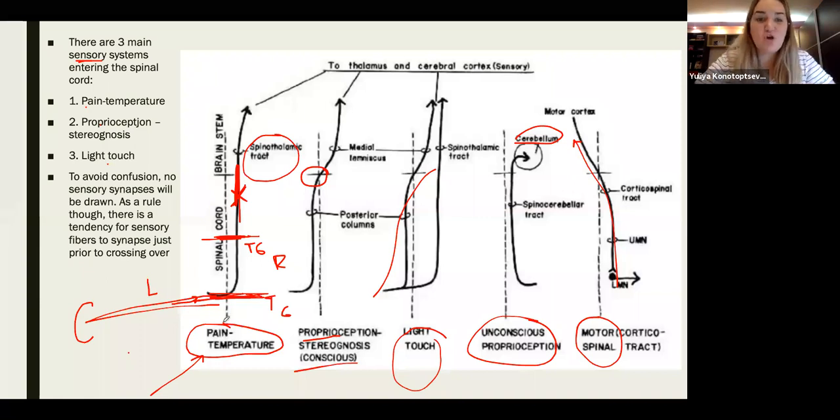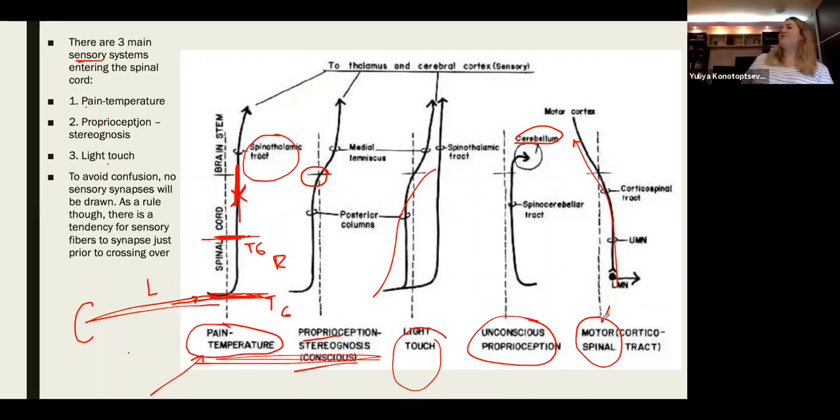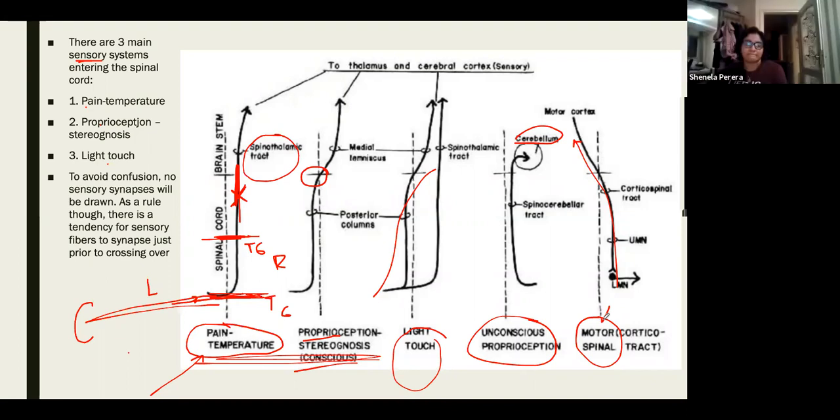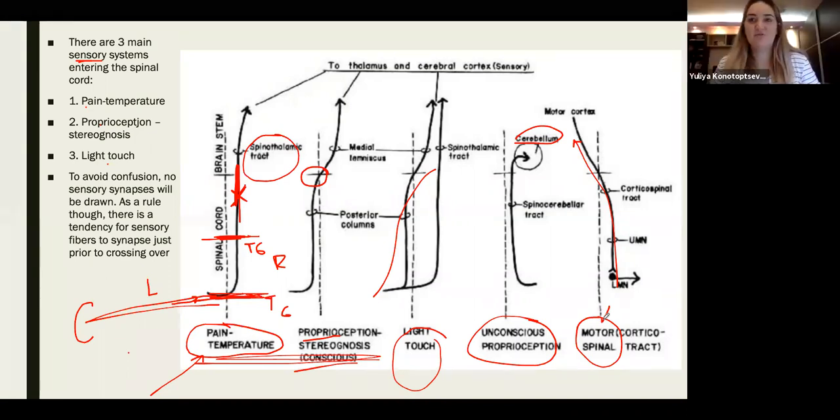And notice that it's not only for sensory, it's also for motor. If a patient comes to you with a stroke and says, I cannot lift my right arm, where is the damage? Corticospinal tract. But on which side? Left side. The damage is on the left side. Do you get it?